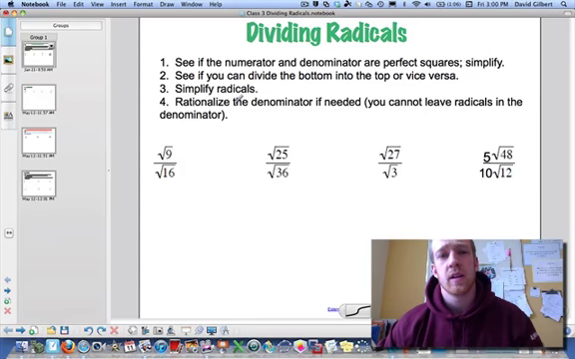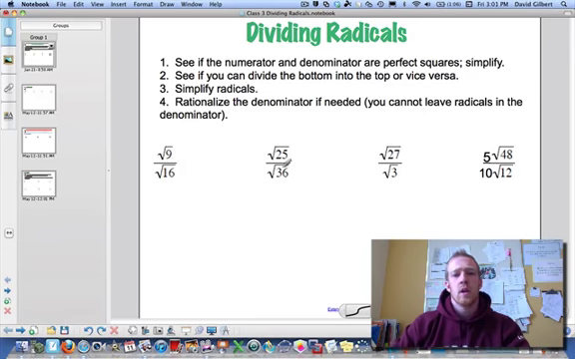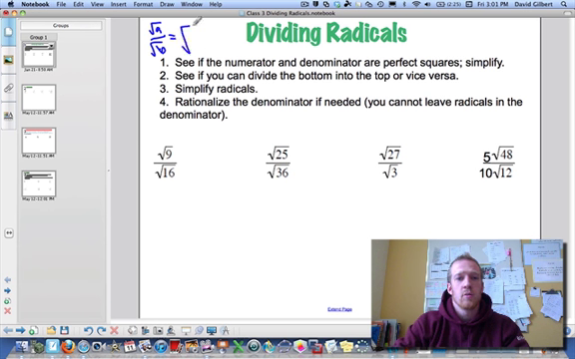All right, dividing radicals. So there's a little bit more to this, and you have a little more freedom to solve these different ways. So first, I just want to start off by saying there's a couple of ways you can think about this. So if I have the square root of a over the square root of b, square root of something over the square root of something else. Another way to write that is the square root of a over b, because sometimes it's easier to simplify this fraction and then take the square root of that.